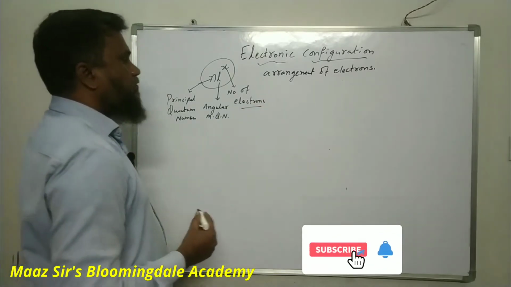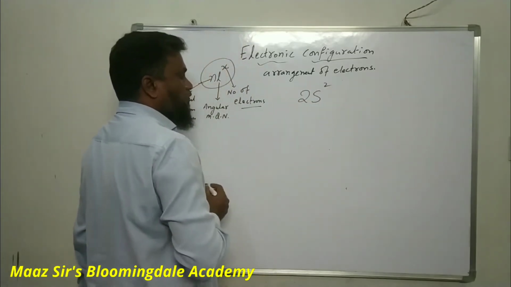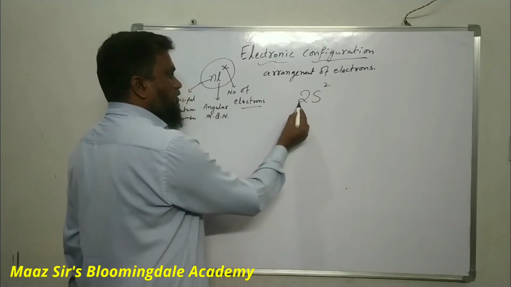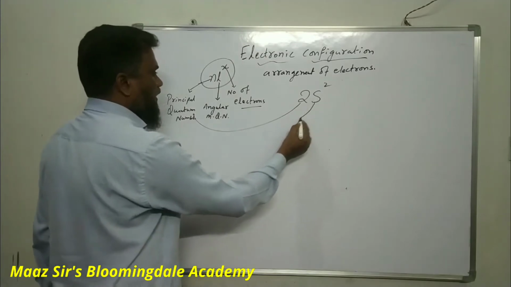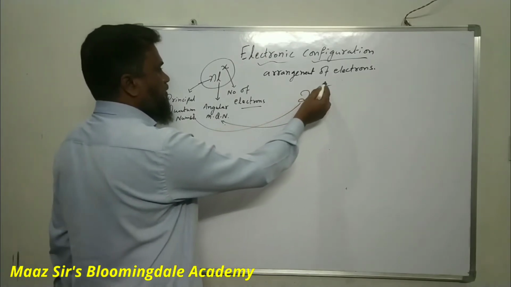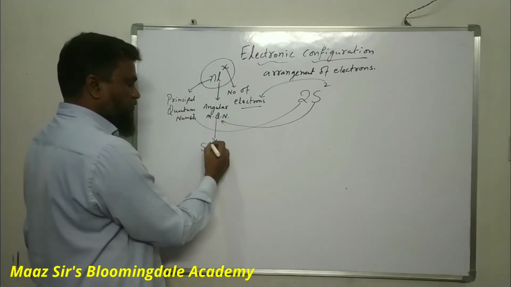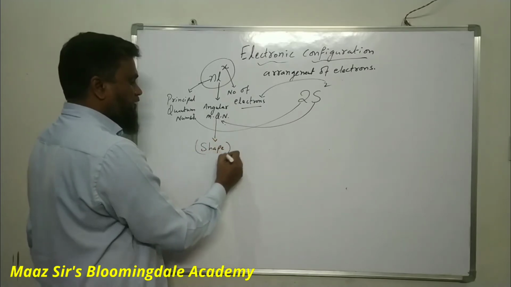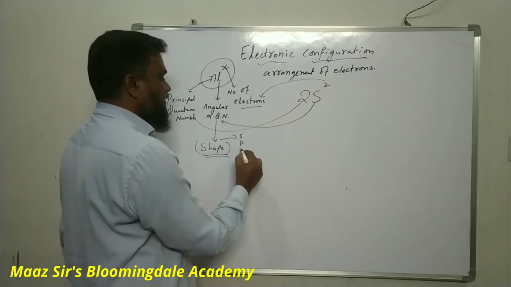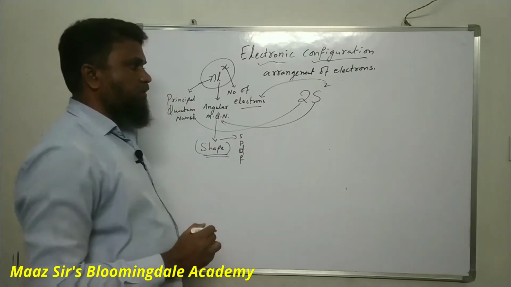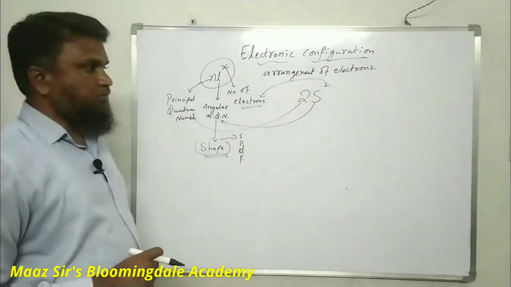For example, if I am writing 2s2, so what does it mean? This 2 stands for the principal quantum number, this is the angular momentum quantum number, and this is the number of electrons. As you know, the angular momentum quantum number is used for telling the shape of a particular orbital, whether it may be S, P, D, F or anything like that. Is it clear? So this is a short introduction about electronic configuration.